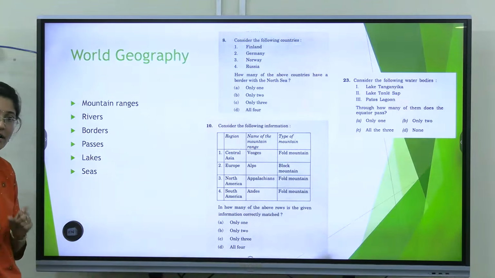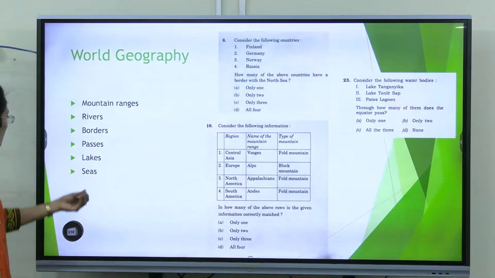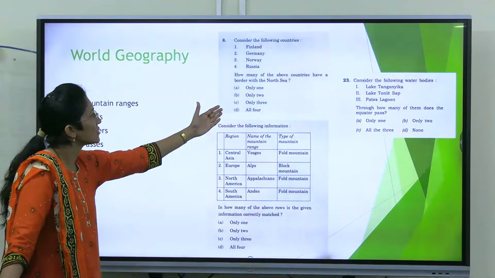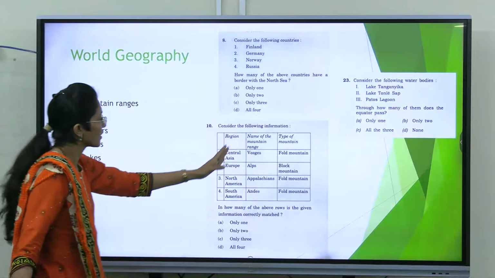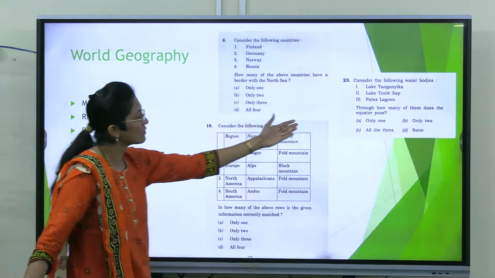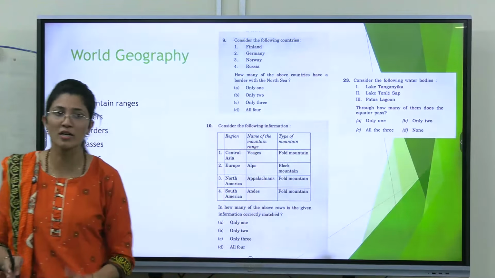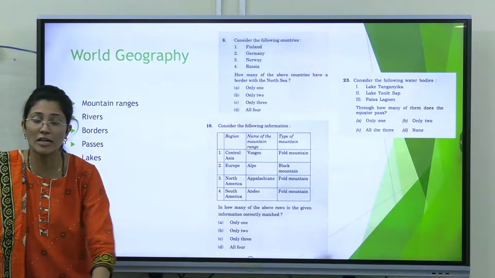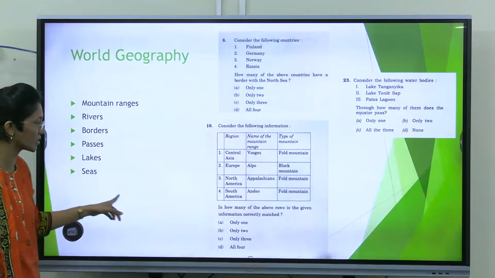especially the lakes which are endangered or threatened, which are shrinking, which are polluting in the world, which are in news, and important seas. See, look at the nature of the questions. Here they are asking about the border countries with the North Sea. Here they are asking about the mountain ranges of the world, the nature of the mountain ranges. Lakes. These lakes were in news for a reason. Whether the lake is drying up or the lake is becoming more saline or the lake is losing its salinity or lake is polluted. So here you need to catch up with the current affairs along with the static part.